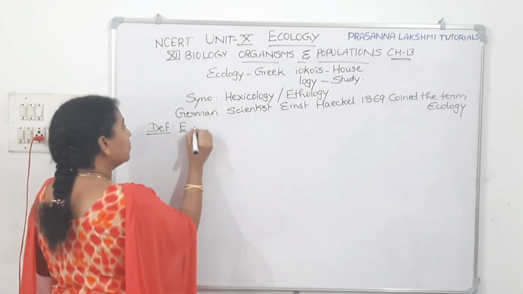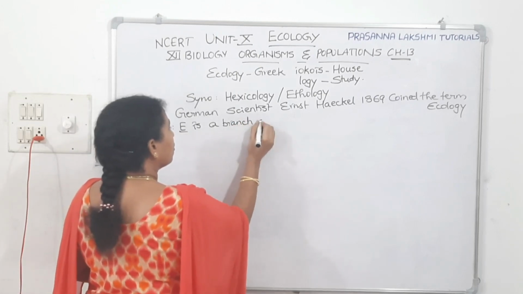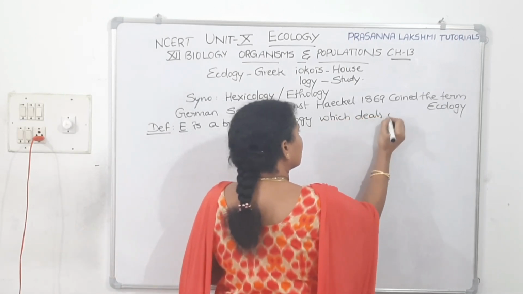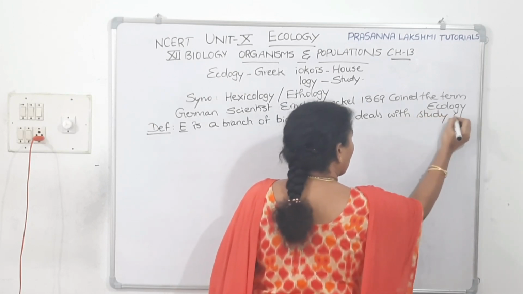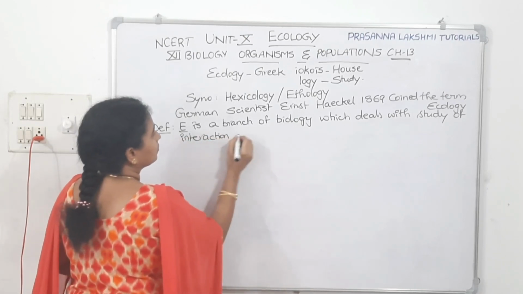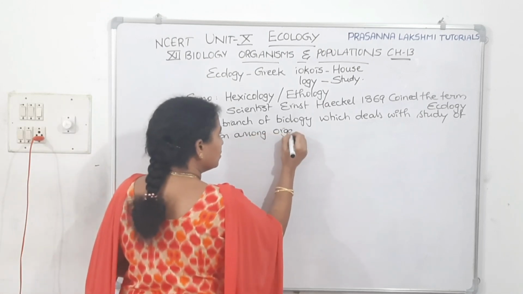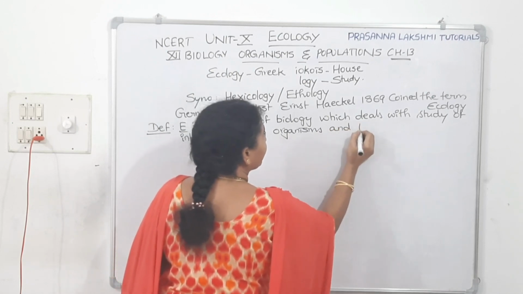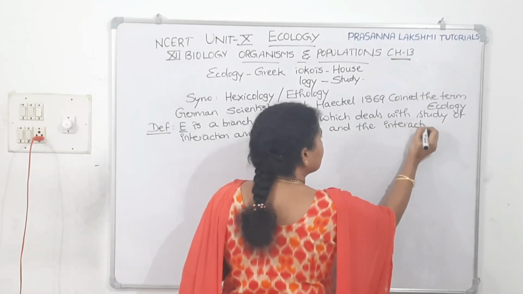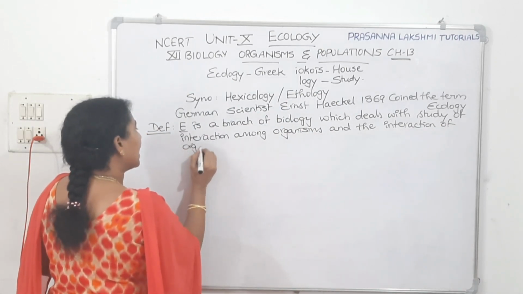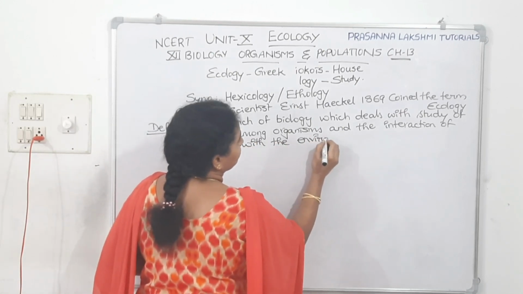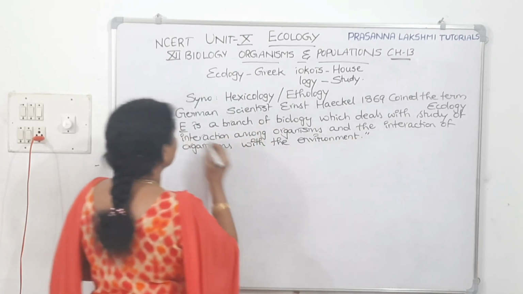So what's the definition of ecology? We tell that ecology is a branch of biology which deals with the study of interaction among organisms and the interaction of organisms with the environment. This is one way of giving the definition of ecology.